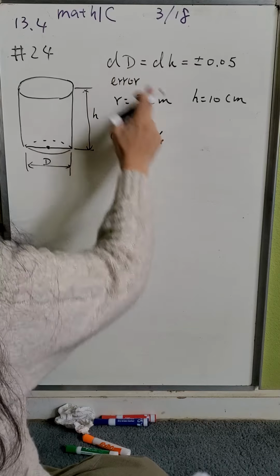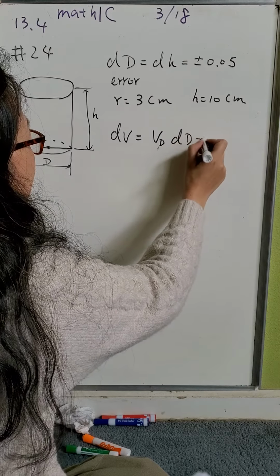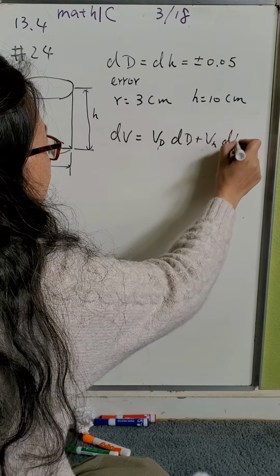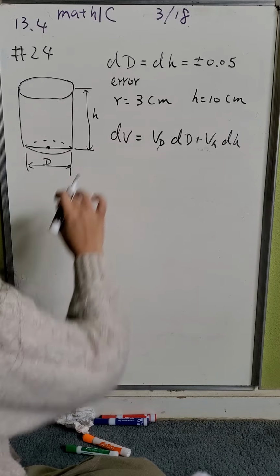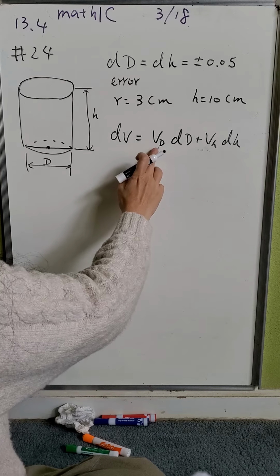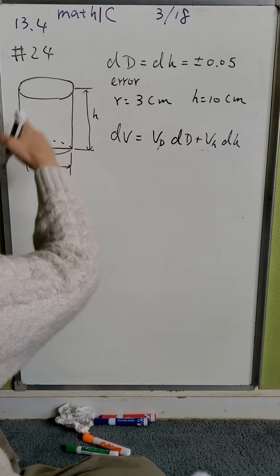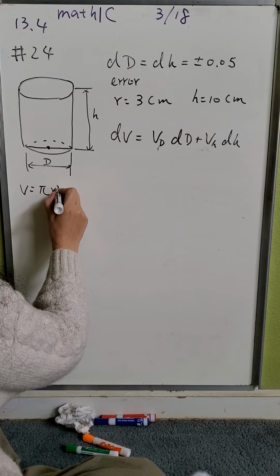They want D, so they give a D, so D and DT plus a V, H, and then DH. So that's the formula. So that becomes the area for the volume. Now our goal is to find out what's the VD and VH, okay? So remember the formula for the cylinder? V is equal to what? Pi R squared H.